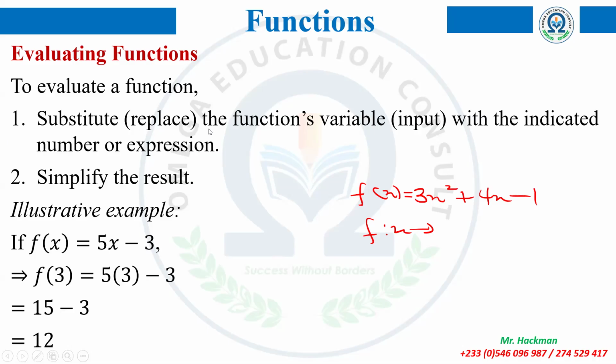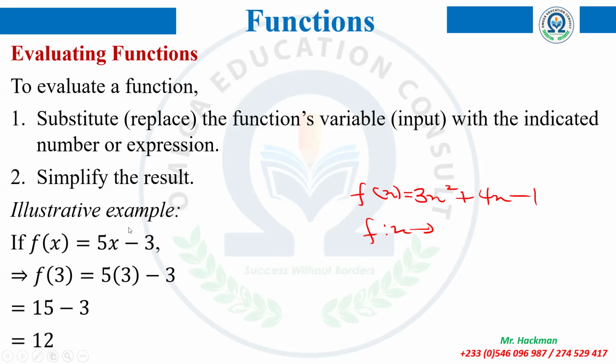One, substitute or replace the function's variable, which is the input, and the input is what you have here as a variable. Remember, we said this will be the input, and the whole of what you have here will be your output, with the indicated number or expression. So you can evaluate a function at a number or at an expression. Take notes. Then two, simplify the result. After you plug in your new inputs, you don't end there. You substitute, then simplify the result. As simple as that.